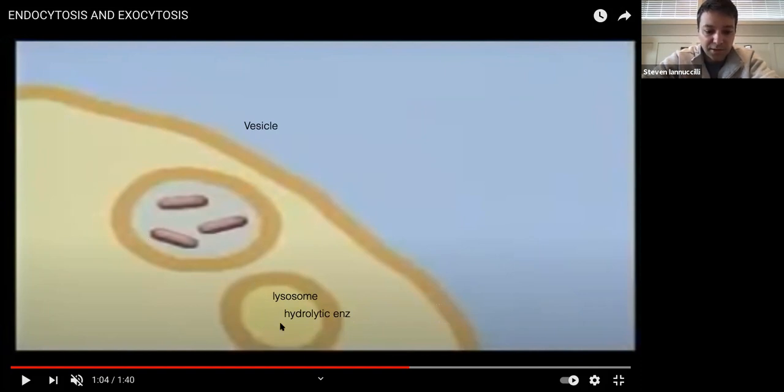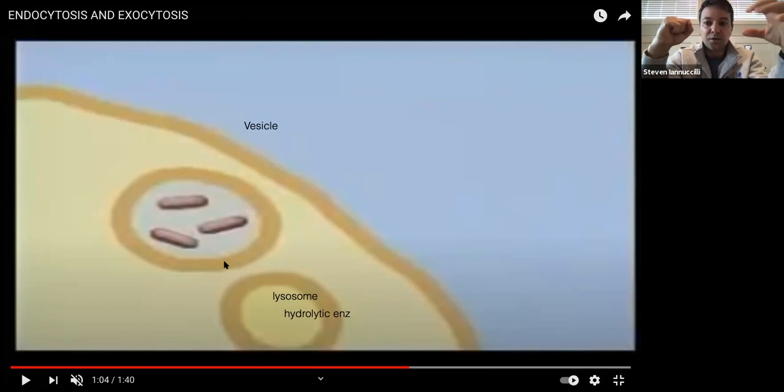So we're going to see when I hit play, we're going to see this lysosome merge with this vesicle because they're made of the same stuff, right? This lysosome wall is made of the same stuff that this vesicle wall is made of. So they can kind of just merge together, kind of like if you had Play-Doh in two hands and you squish it together, you have one larger piece of Play-Doh. That's kind of what's going to happen here, right?